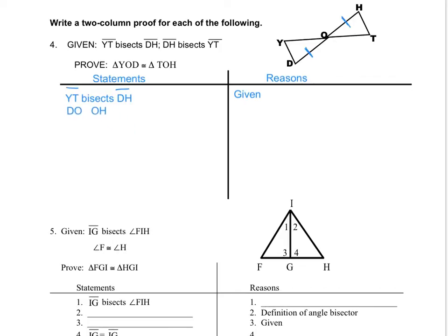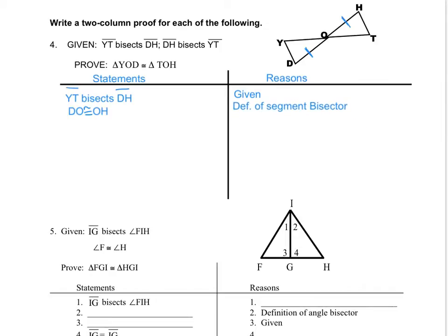Okay, so I'm going to put that here. I'm going to make my little congruent symbol in between. I don't know if I left enough room. Okay, now, how do you know that those are congruent? Okay, what did you use to get there? You just used the definition of a segment bisector. Okay, that's how you know.